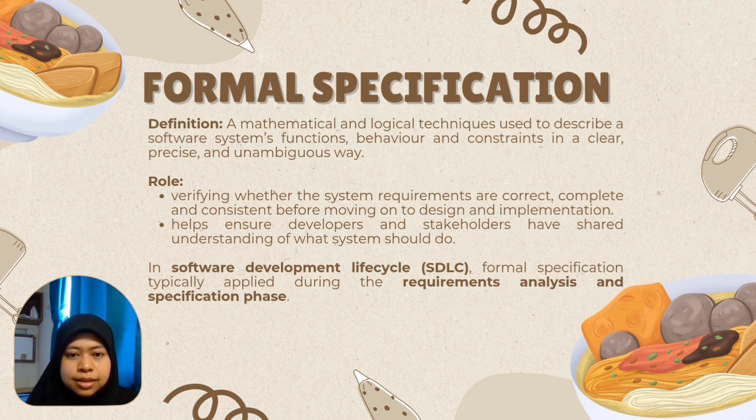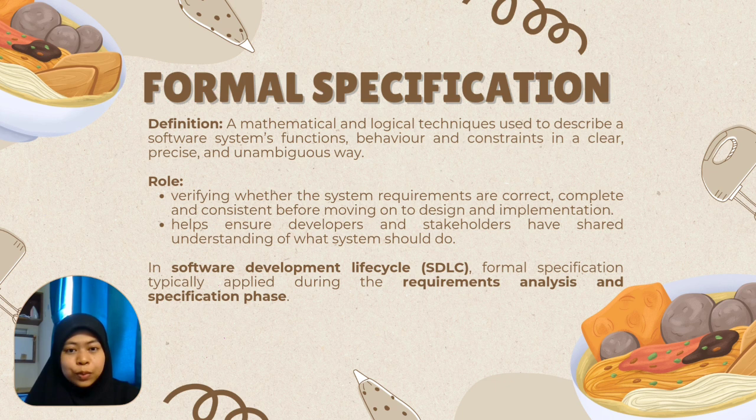Now I would like to explain about formal specification. Formal specification is a mathematical and logical technique used to describe system functions, behavior and constraints in a way that is clear, precise and unambiguous. It means to avoid misunderstanding because everything is defined using formal methods.